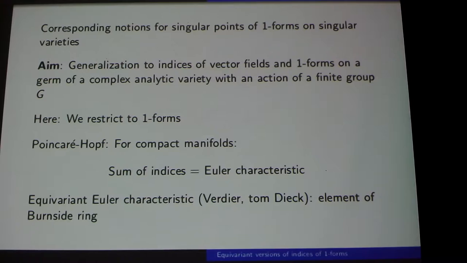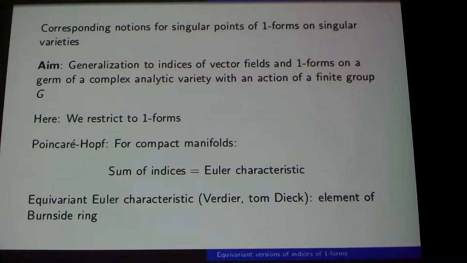All these indices satisfy the Poincaré-Hopf theorem, which means that for complex compact manifolds, the sum of the indices is the Euler characteristic of the variety. And this is the point where we start our generalization. Namely, we consider the equivariant Euler characteristic as it was introduced by Verdier and tom Dieck. They introduced this equivariant Euler characteristic as an element of the Burnside ring.